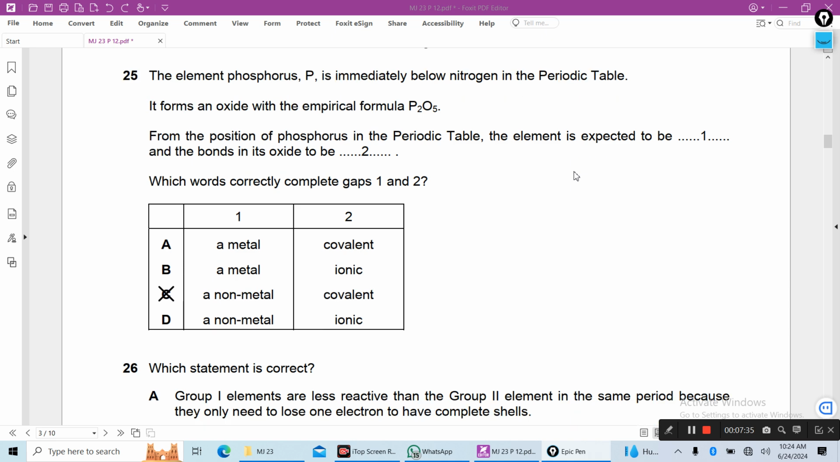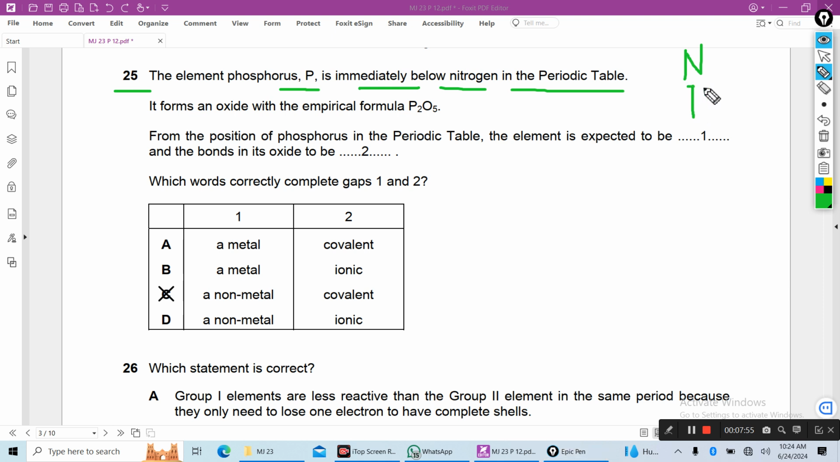Next, 25. The element phosphorus is immediately below nitrogen in the periodic table. Nitrogen, then phosphorus, in the same group, group 5. It forms an oxide with empirical formula P2O5. Oxygen is group 6, phosphorus is group 5.